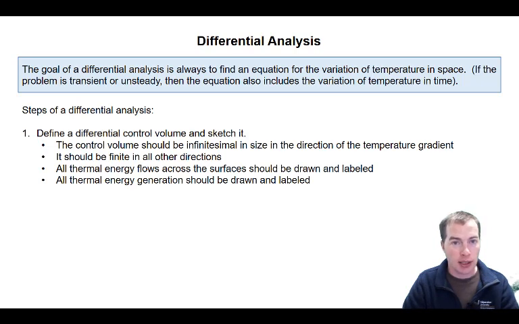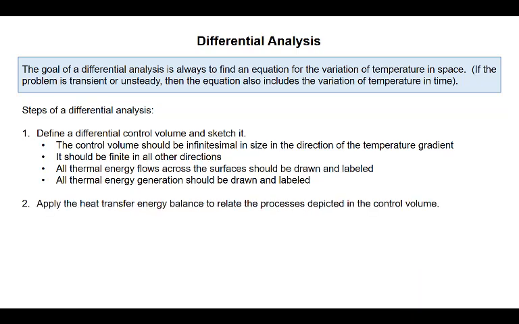The first step of a differential analysis is always to define an appropriate differential control volume and sketch it. There are certain properties of the control volume to keep in mind as you create your sketch. The control volume should be infinitesimal in size in the direction of the temperature gradient. This means that the control volume has a very, very small extent in this direction. The control volume should be finite in all other directions, encompassing the entirety of the domain of the problem. All thermal energy flows across the surfaces should be drawn and labeled on the differential control volume. Finally, all thermal energy generation should also be drawn and labeled.